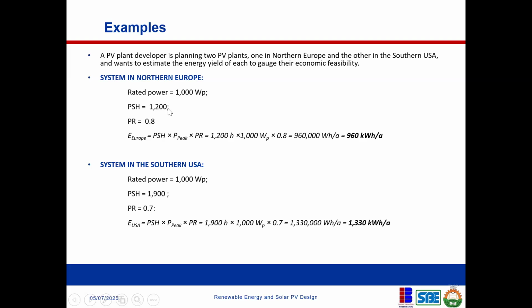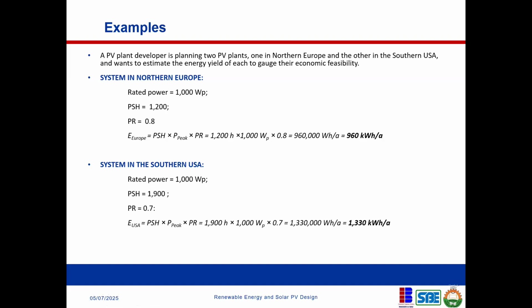That's 80%, right? Now, if you want to calculate the energy yield in Europe, it will be peak sun hour times the peak capacity of the system times your performance ratio. So we know the hours of operation, which is 1,200 hours. That is your peak sun hour times your watt peak times your performance ratio. So for that year, you're going to get 960 kilowatt hours per annum. That's what you're going to get.